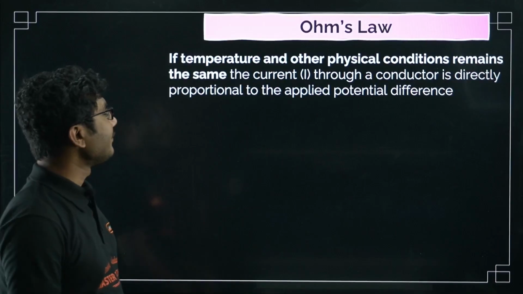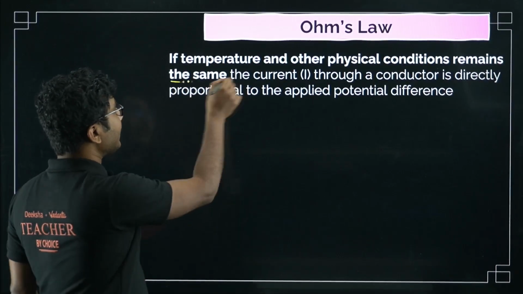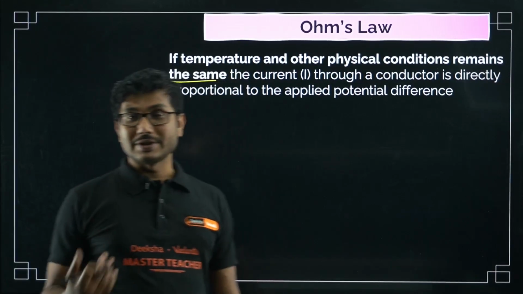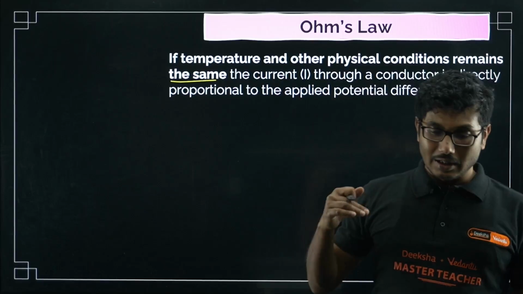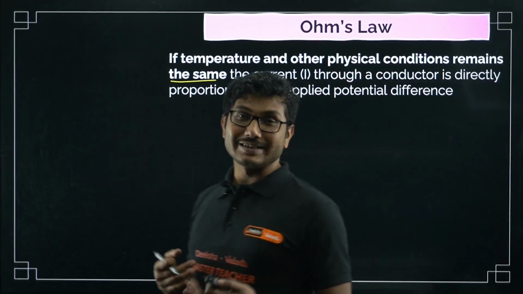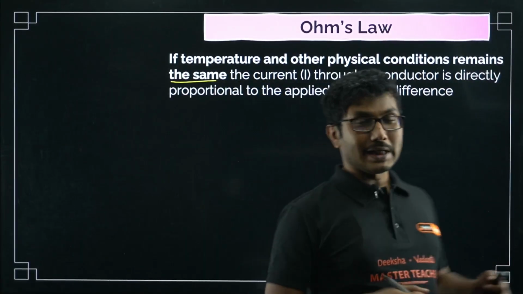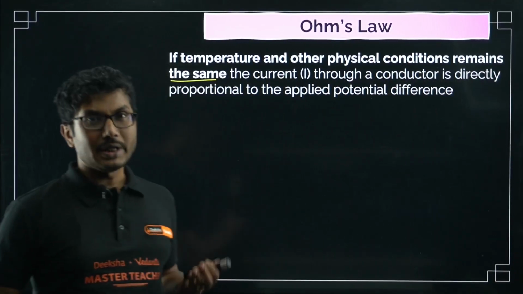Ohm's law states that if the temperature and other physical conditions remain the same... Very important line. So temperature and other physical constants, that means the physical state, it cannot change its state, right? Suppose I am passing a current through a metal, suddenly it melts and becomes a liquid, then obviously Ohm's law will not be applicable to it.